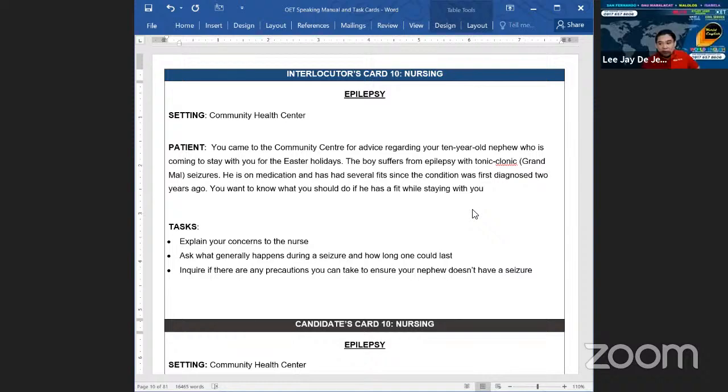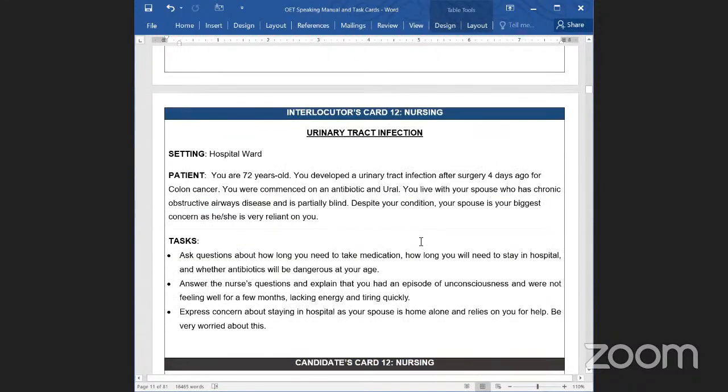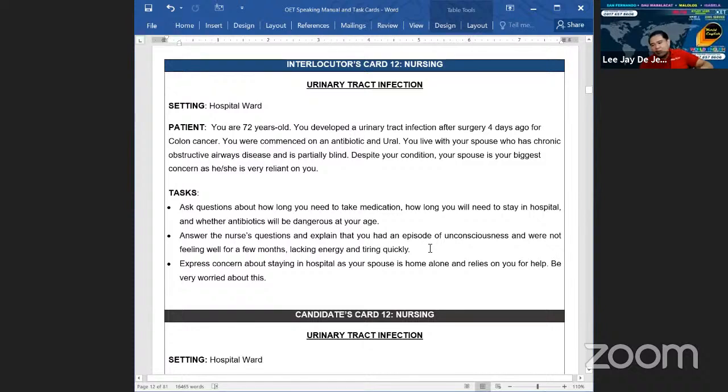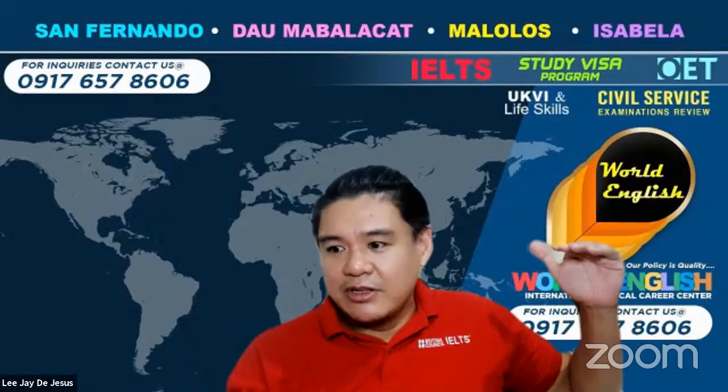That's the end of the first role play. And then they will give you another card. There you go. Urinary tract infection. You will have 3 minutes to prepare, and then another 5 minutes for the role play. So that's a sample role play, a very high level.